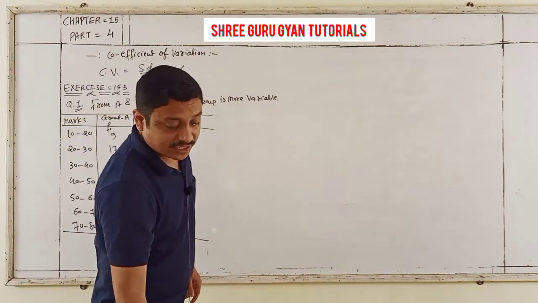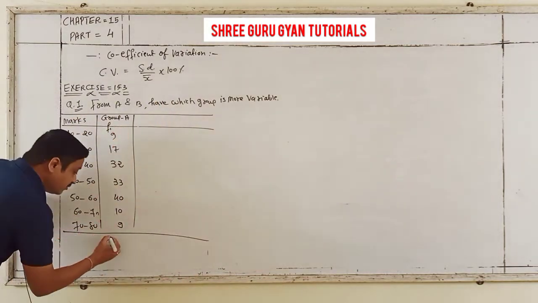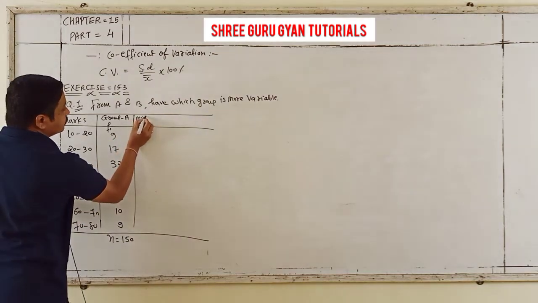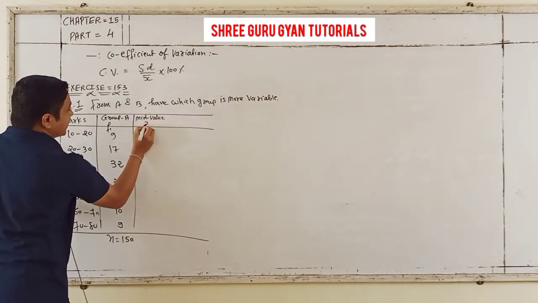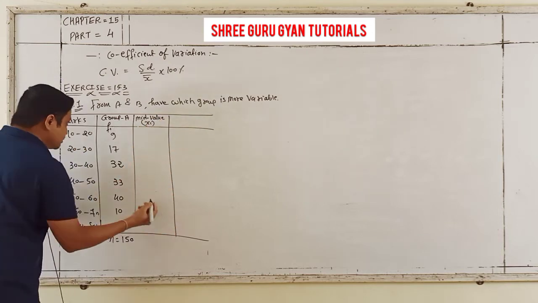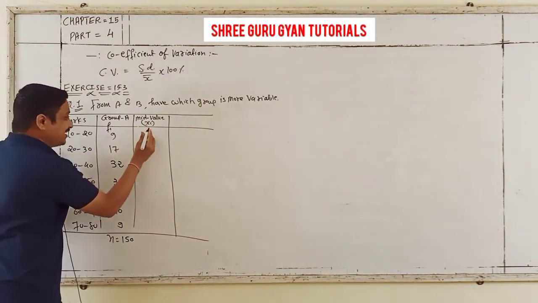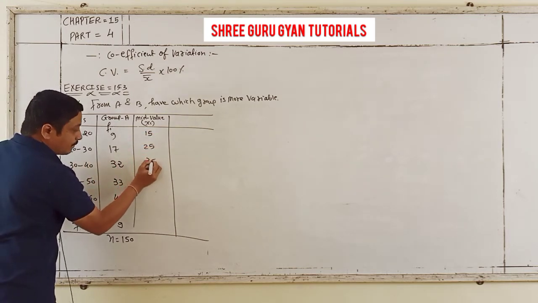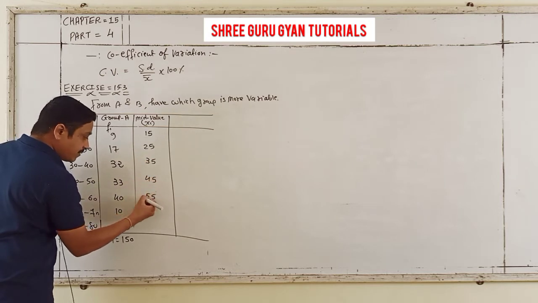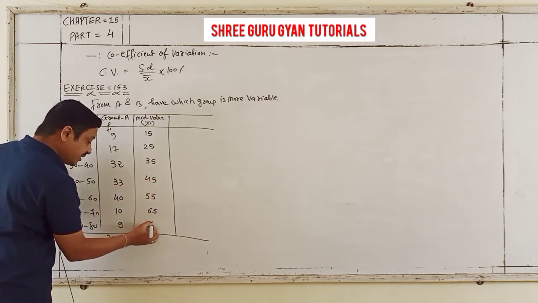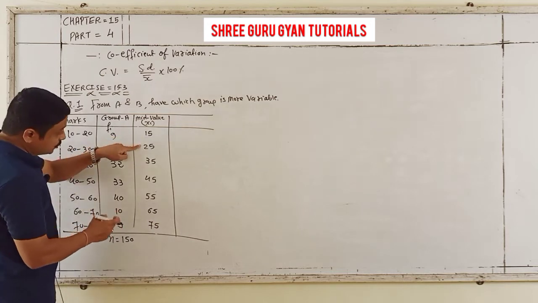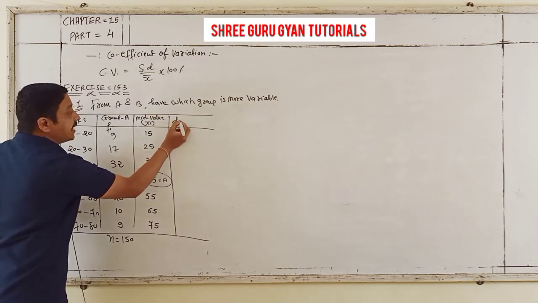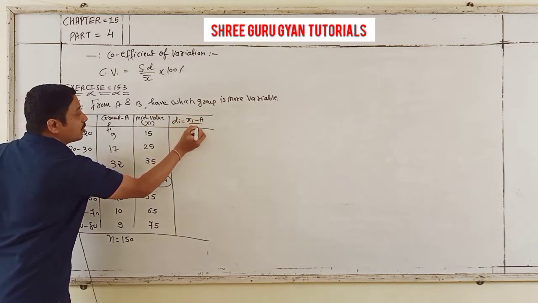Just add them first and make the total. This total is the number of students n, which is 150. Define here the mid values xi: between 10 and 20, the mid value is 15, and it keeps increasing by 10, so 25, 35, 45, 55, 65 and 75. This is your assumed mean, A is 45, and then we get di, which is xi minus A upon C.